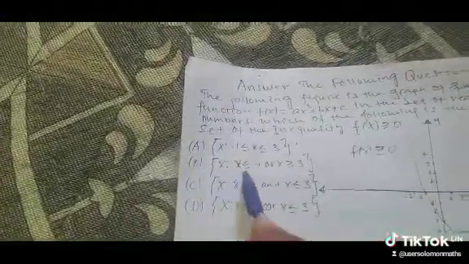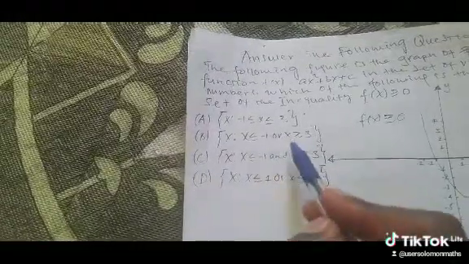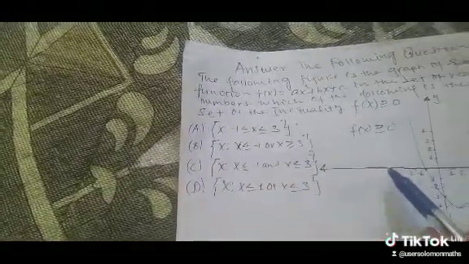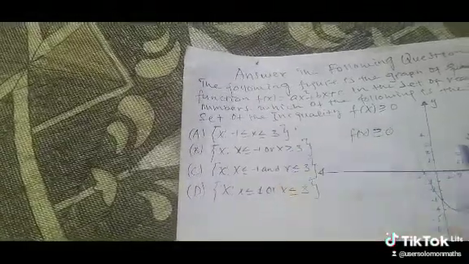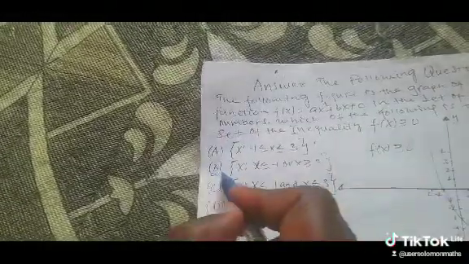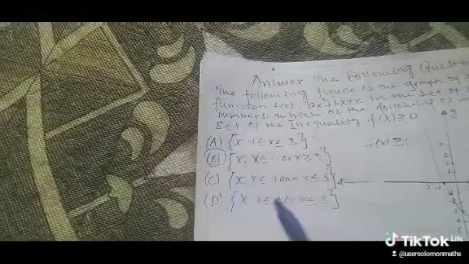B, x is less than or equal to -1, or x is greater than or equal to 3. For x less than -1, this region, and x greater than or equal to 3, this region. Therefore, the answer is B. C is not the answer. D is not the answer.